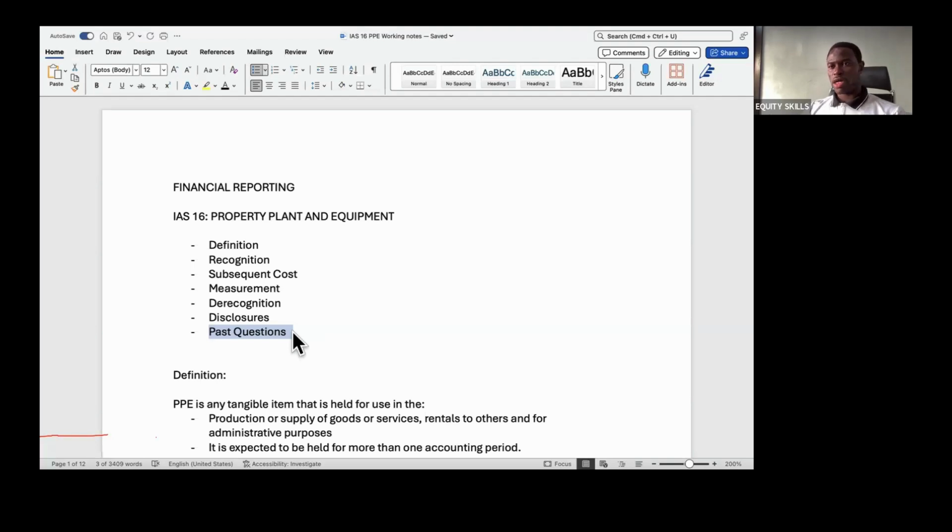When you have PPE that you want to recognize, you simply debit that PPE and credit bank, or credit other payables if you are buying it on credit. When you have recognized your PPE, you need to measure it. They are initially measured at cost. And cost comprises the purchase price plus import duties, plus non-refundable purchase taxes, less trade discounts and rebates.